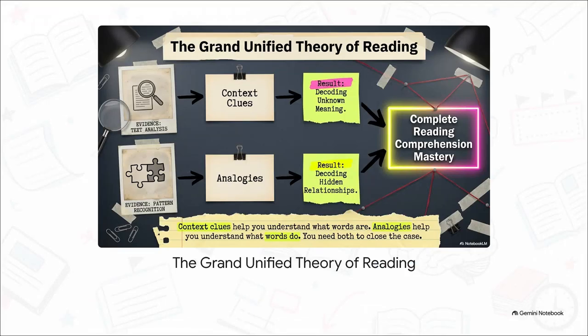Okay, let's dive into this. I want you to think of this setup like a detective's masterboard. To conquer any text, no matter how long, you really just need a grand unified theory of reading. And it comes down to collecting two main pieces of evidence. First up, context clues. They help you figure out what unknown words actually mean. Second, analogies. These decode hidden relationships, showing you what words do. You need both to crack the case. It literally is that simple. You're the detective, and the text is just a trail of clues waiting to be pieced together.